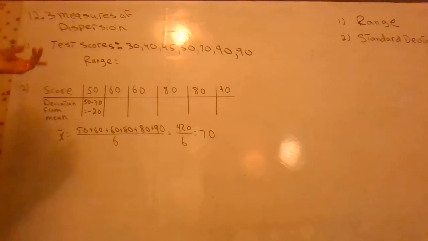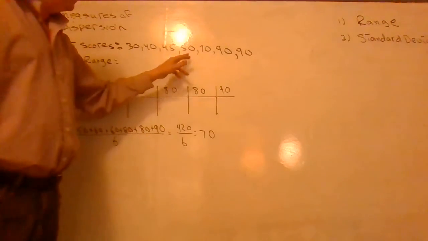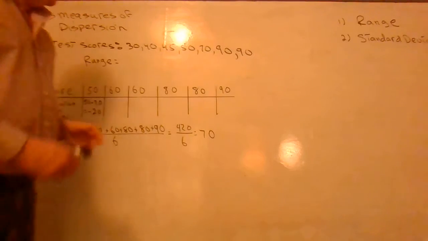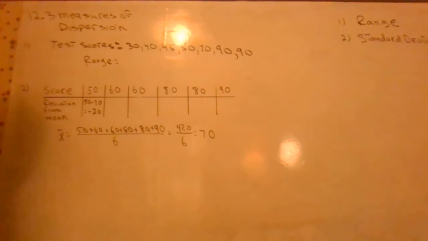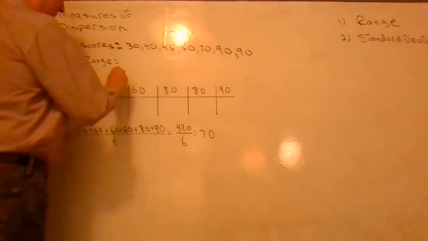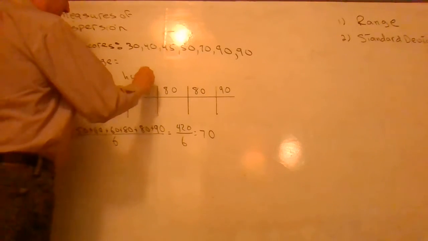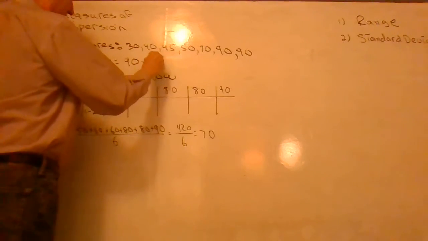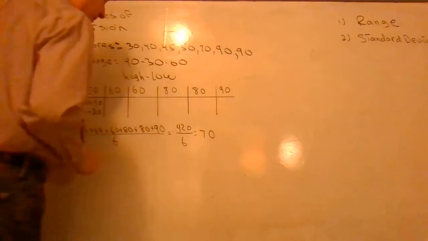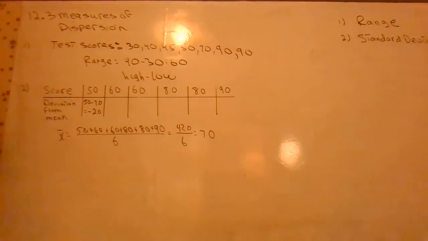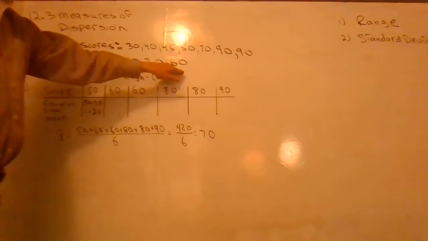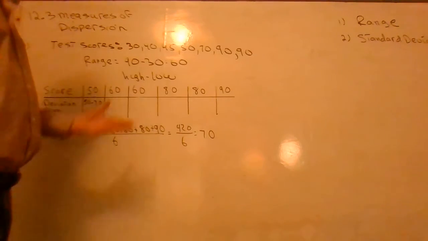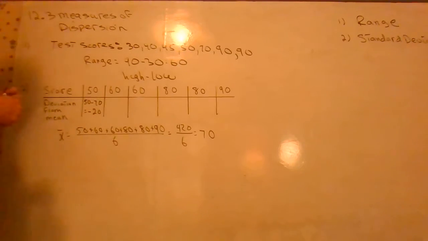Well, first of all, we have test scores 30, 40, 45, 50, 70, 90, 90. The range is simply the highest minus the lowest. High minus low. In this case, 90 minus 30, which is 60. That tells you how far it is from the lowest to the highest, gives you an idea of how spread out a set of scores are.